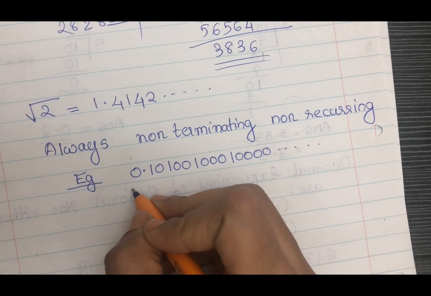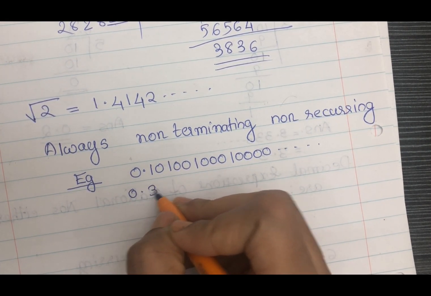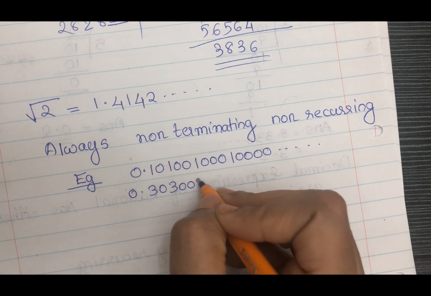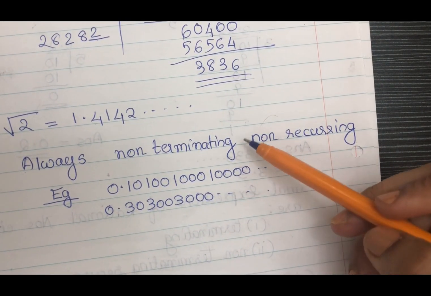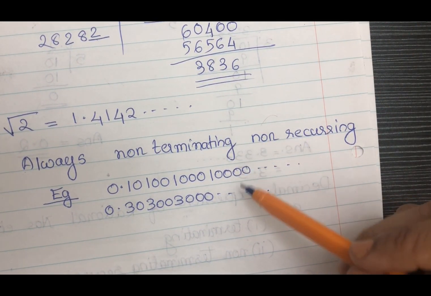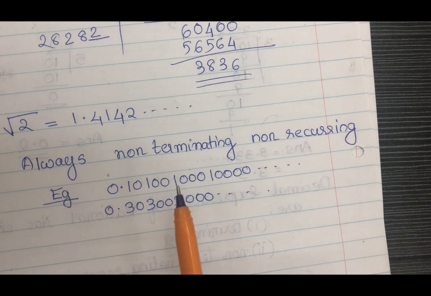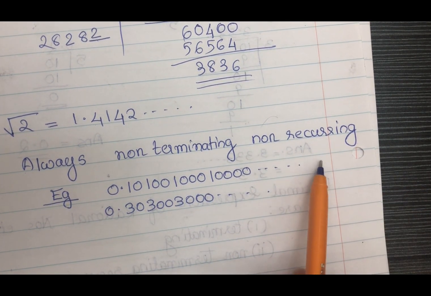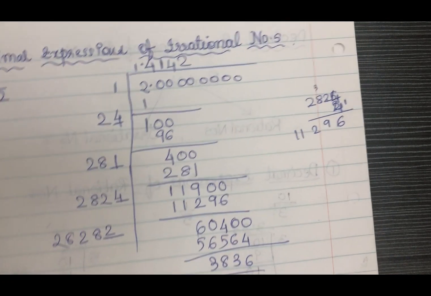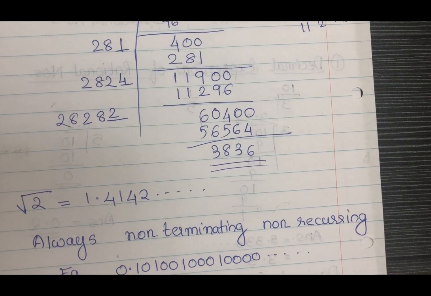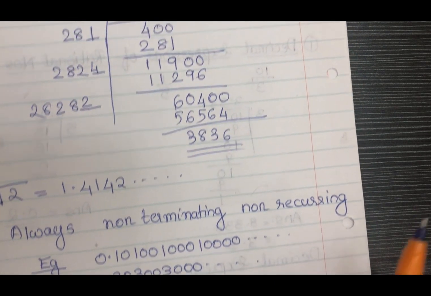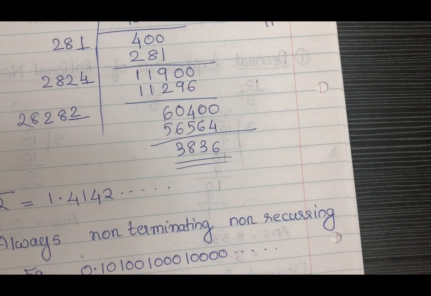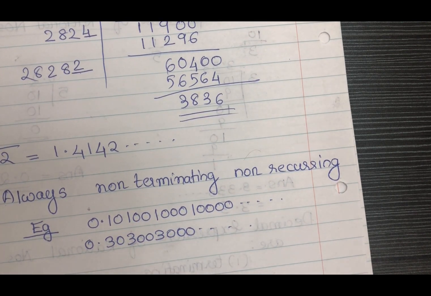Another example is 0.30300300 and so on. So these are the examples of the decimal expressions of irrational numbers. They are always non-terminating and non-recurring. So the decimal expressions of rational numbers may be terminating, or in the second case non-terminating and recurring. And in the case of irrational numbers, it is always non-terminating and non-recurring.